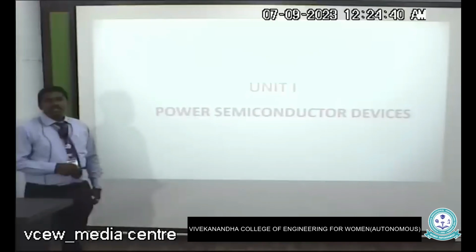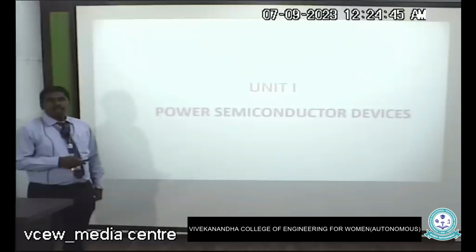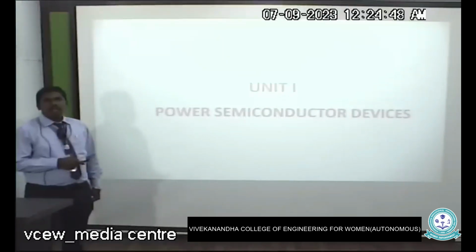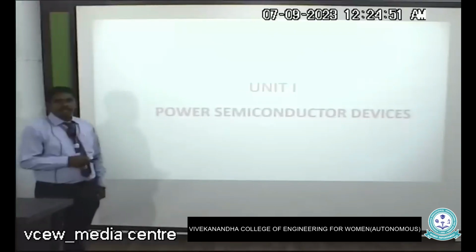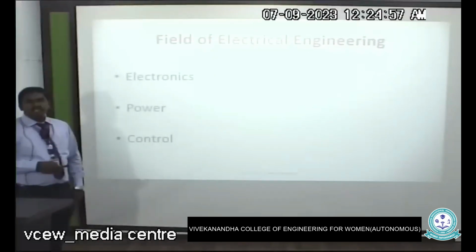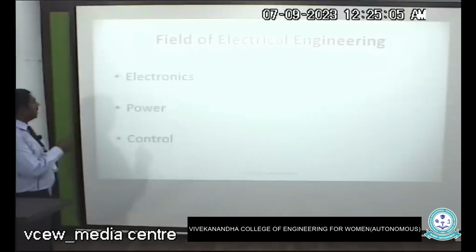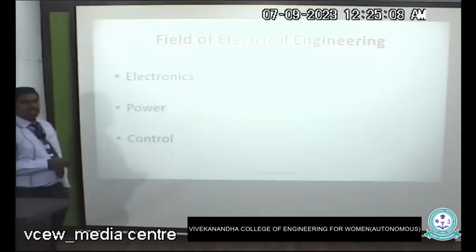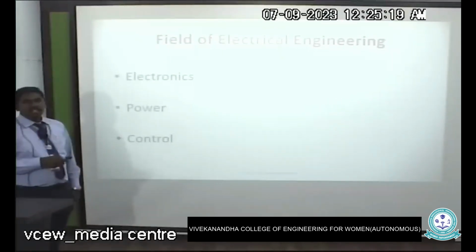In power electronics, the basics are semiconductor devices, because power electronics is generated from the basics of the PN junctions, that is, power semiconductor devices. Before we enter the power semiconductor devices, first we should know the origin of electrical engineering. Electrical engineering falls under three fields: the first is electronics, the second is power, and the third is control. All three fields combined we define as electrical engineering.